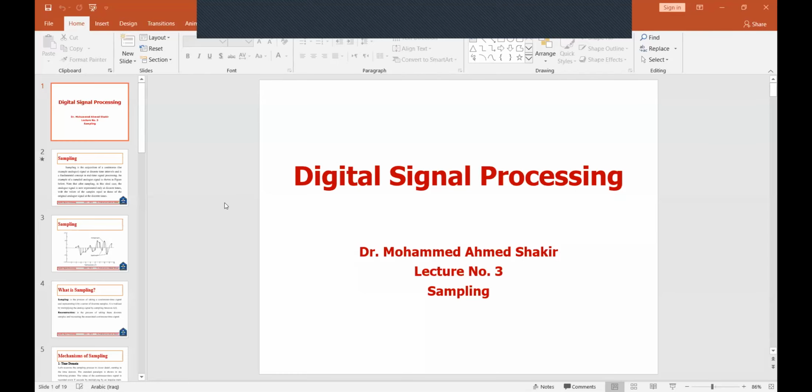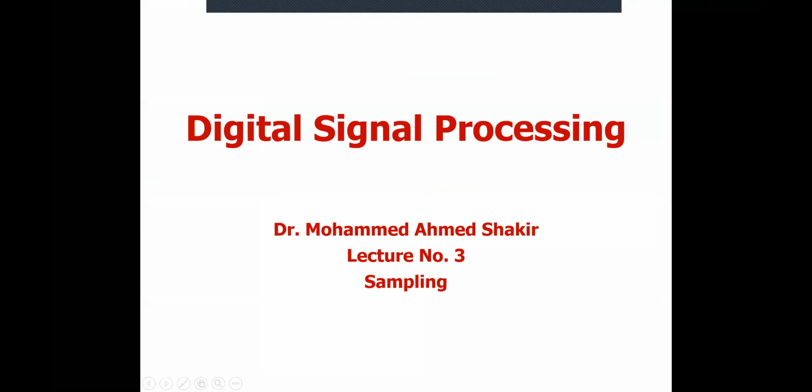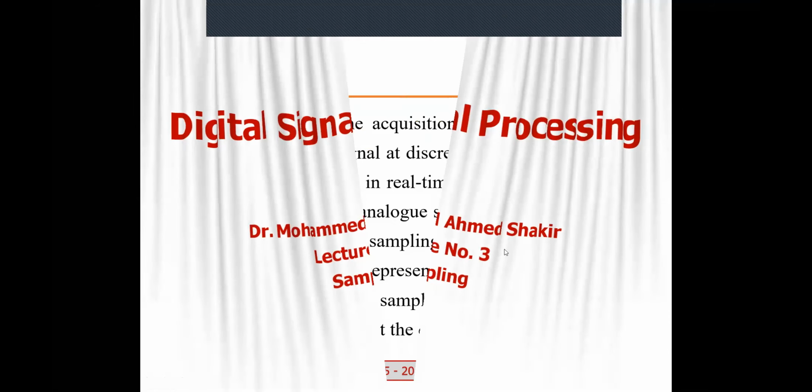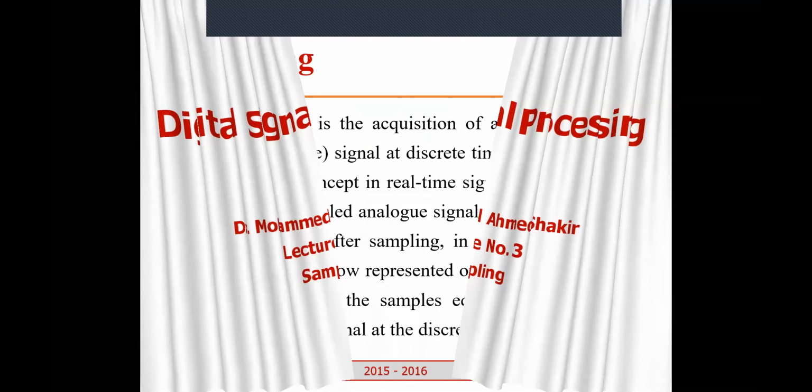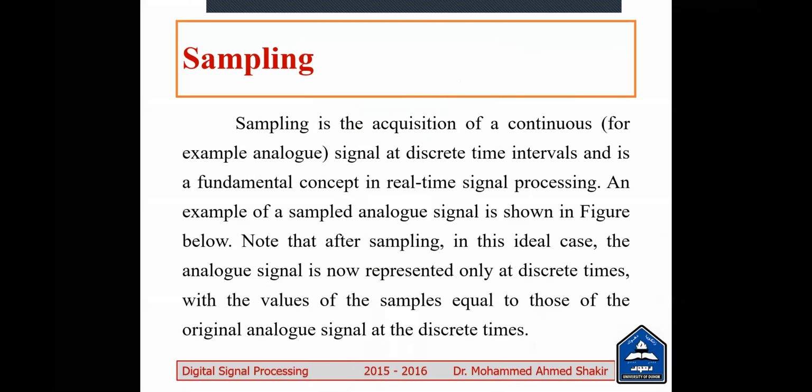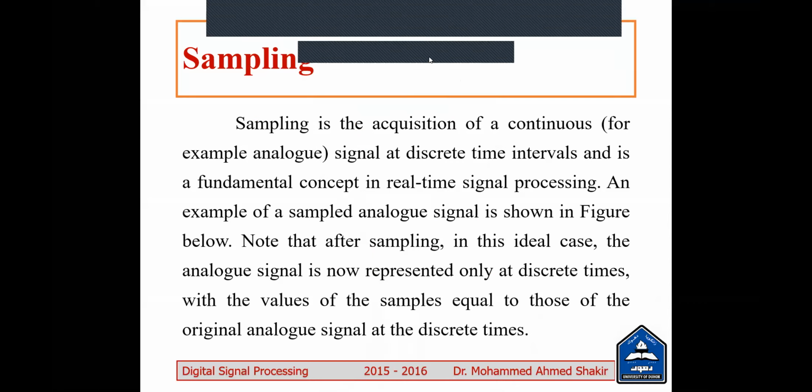Okay, now let's go to lecture 3. In lecture 3, we are going to talk about the sampling process, which is the heart of the DSP system. Okay, now sampling is the acquisition of a continuous, for example, analog signal at discrete time intervals. And it's a fundamental concept in real-time signal processing.